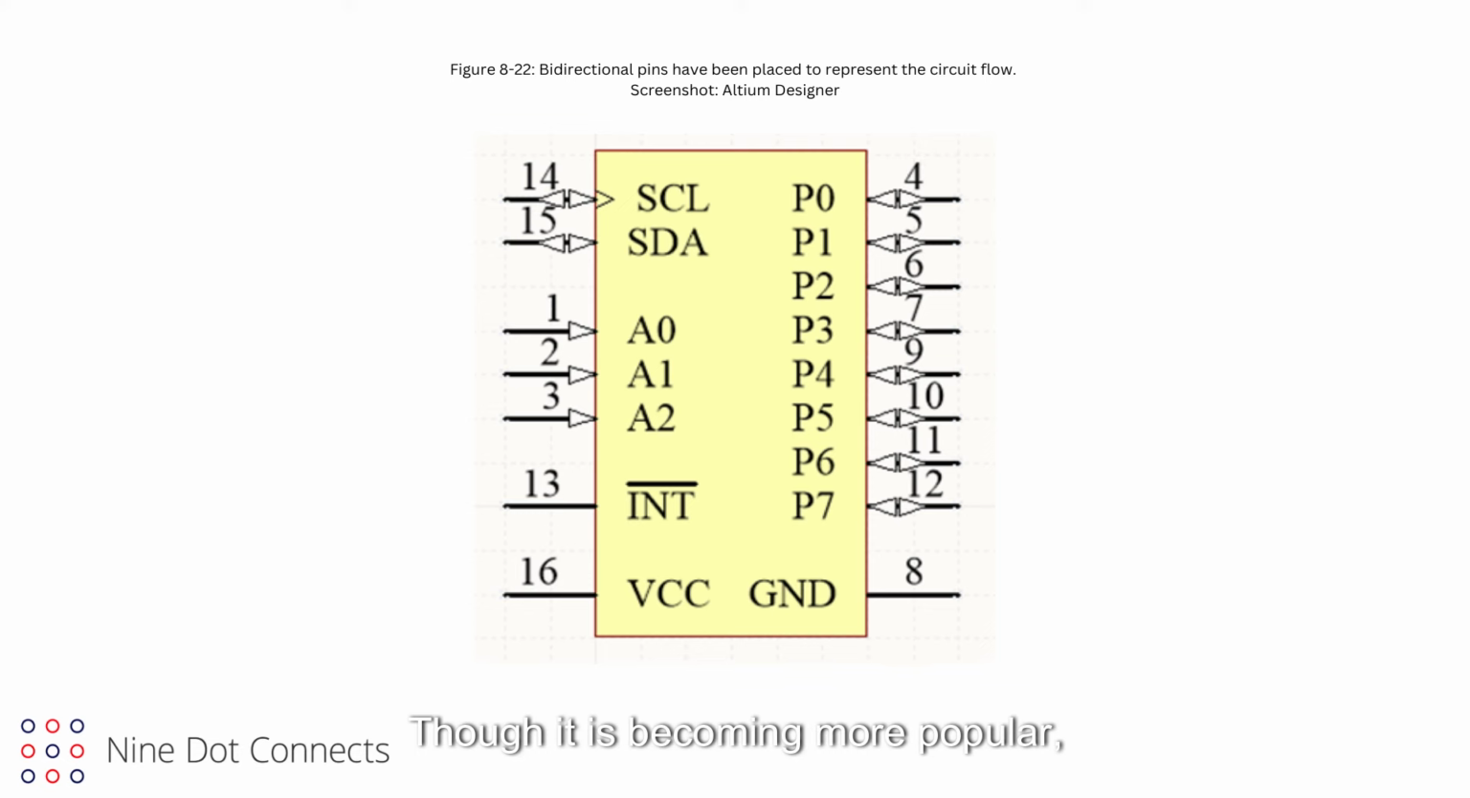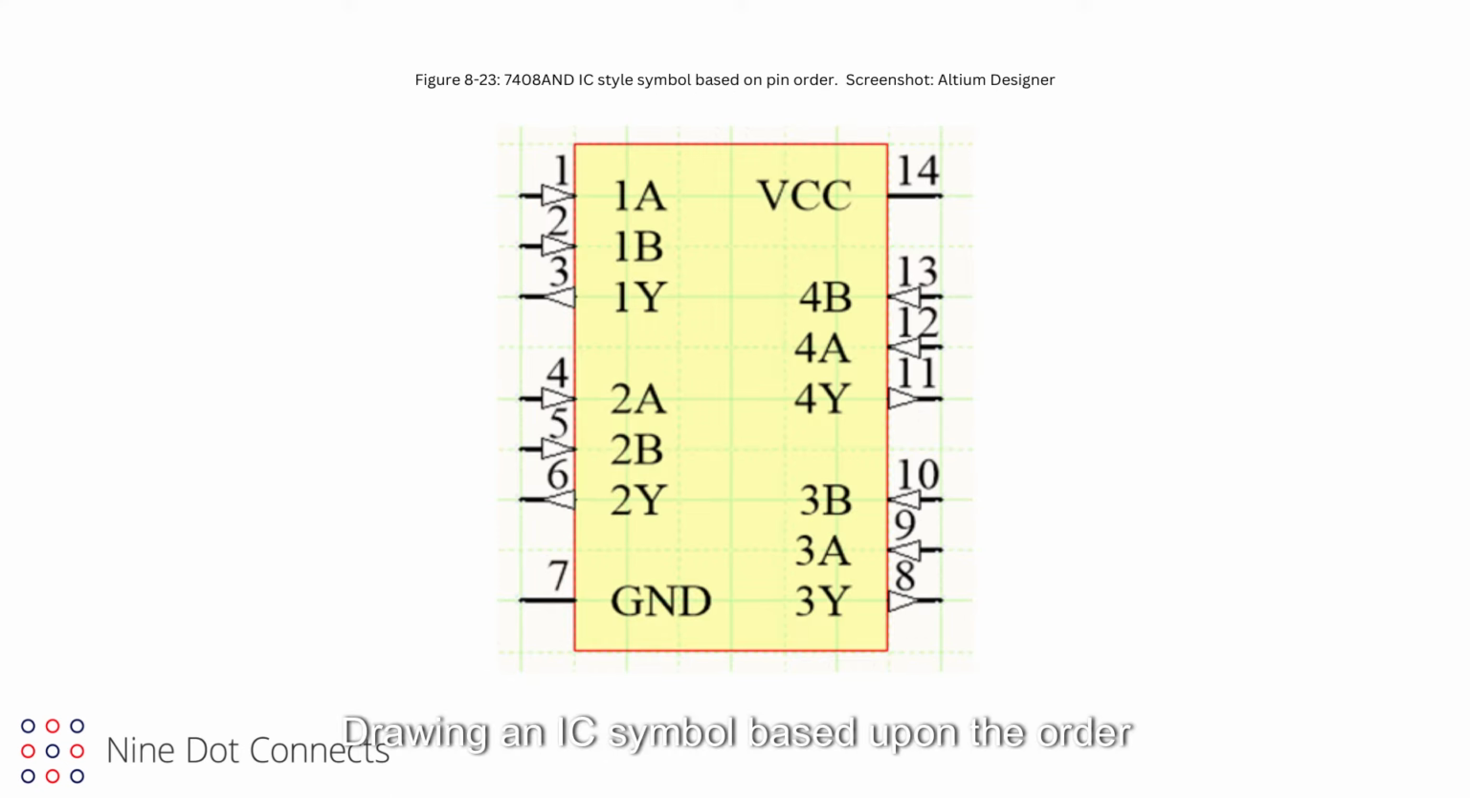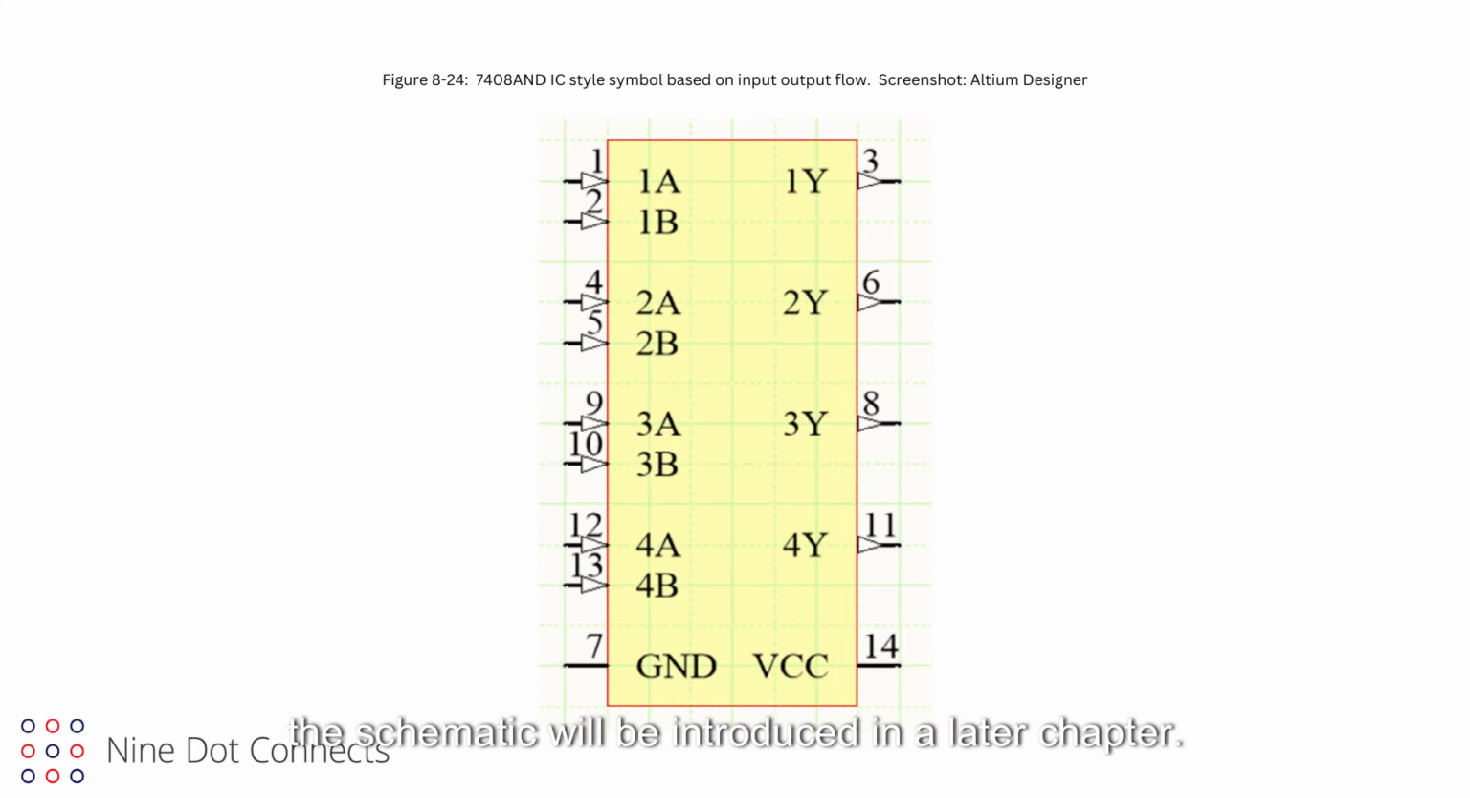Though it is becoming more popular, it is suggested that pins not be placed on the top or bottom of the graphic. Instead, it would be beneficial to break up the component into several submodules, thus allowing the designer to group pins based upon functionality. Drawing an IC symbol based upon the order of the pin number is acceptable, though once a component is placed in the schematic, pins may have to be moved by the designer to better handle the flow of the circuitry. More discussion about the circuit flow of the schematic will be introduced in a later chapter. In many cases, a balance can be achieved to have both a grouping of functionality along with providing a flow that will help minimize the need to move pins in the schematic.